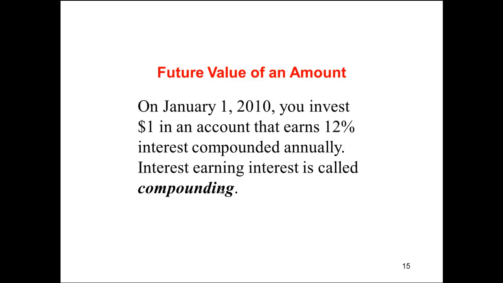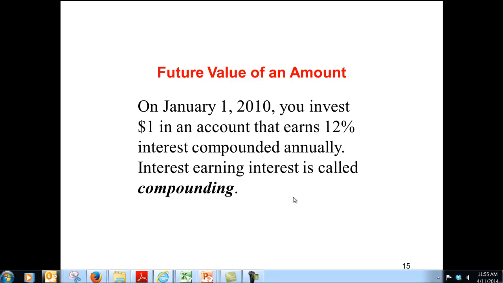So let's take a look at an example. Let's say on January 1st, 2010, you're given that dollar and you invest that $1 in an account that earns 12% interest compounded annually. Okay, so earning interest on interest is called compounding. So when we earn interest on that interest, it's called compounding.